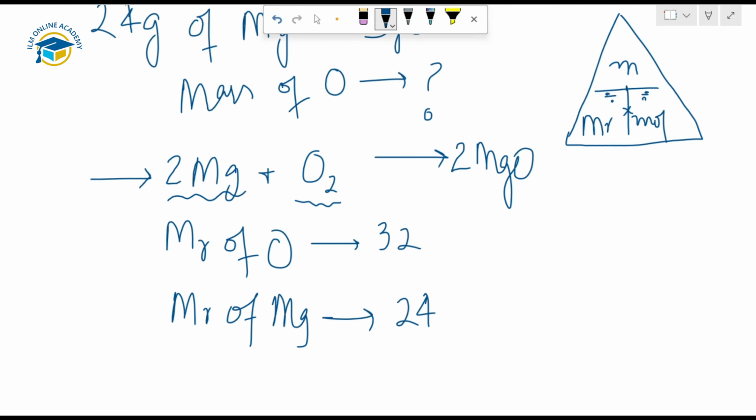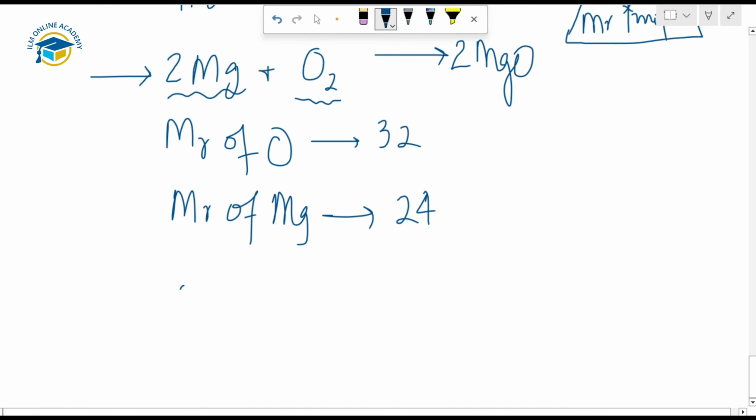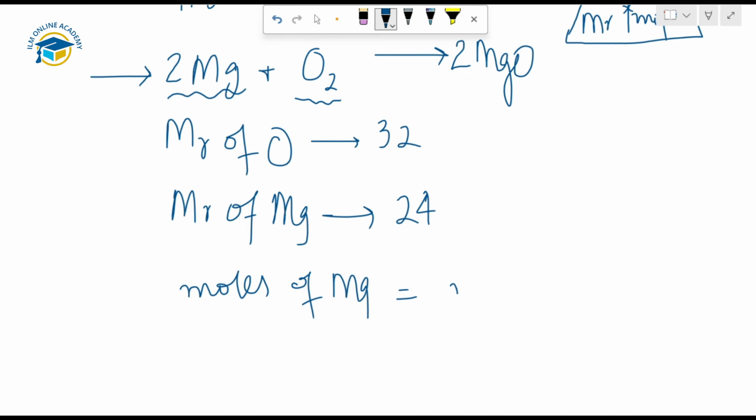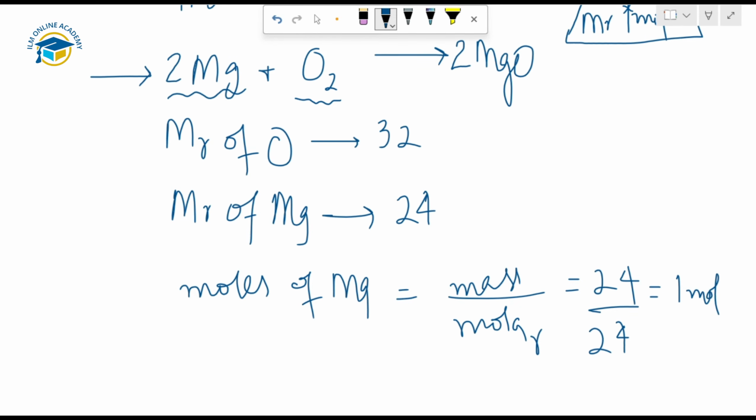The next step will be finding the moles of the magnesium, which will be done by dividing the mass of magnesium by the molar mass. The mass of magnesium is 24 and the molar mass is also 24, so the moles of magnesium that react together are just 1. Calculate the moles of oxygen also.